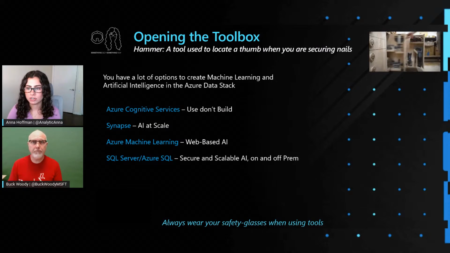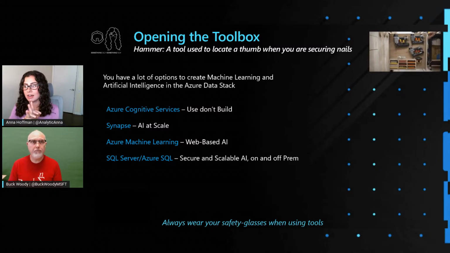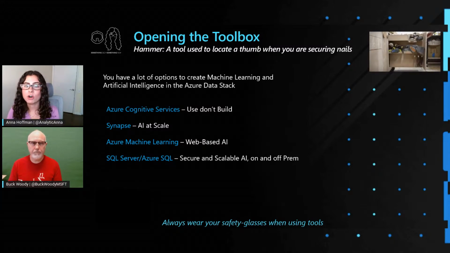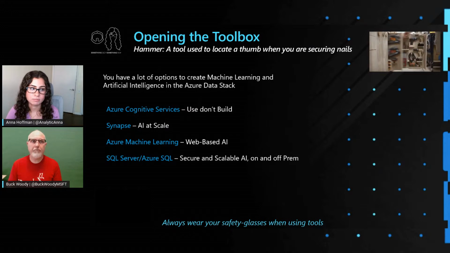There are models around image recognition and classification. There are models around language detection, translation, searching. There's all sorts of different cognitive services available. They're really easy to use, and you don't have to be a data scientist at all. We also have Azure Synapse, and we like to call this AI at scale.